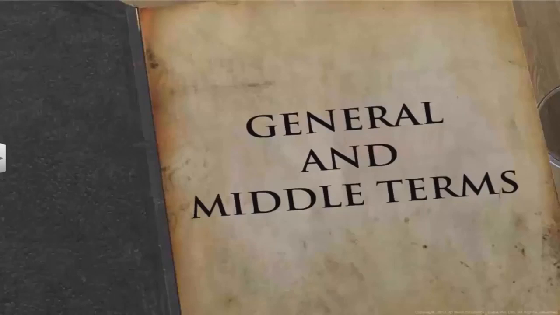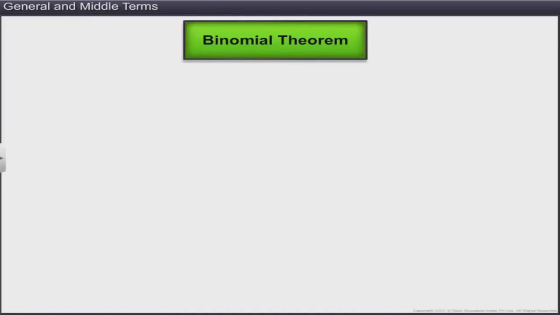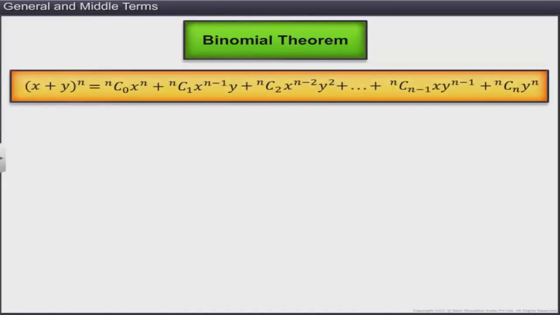In this module, you will learn to find the general and the middle terms of a binomial expansion. Let's recall the binomial theorem. The expansion of a binomial x plus y with a positive integral index n is equal to nC0 x raised to the power n plus nC1 x raised to the power n minus 1 into y plus and so on. The last term being nCn y raised to the power n.